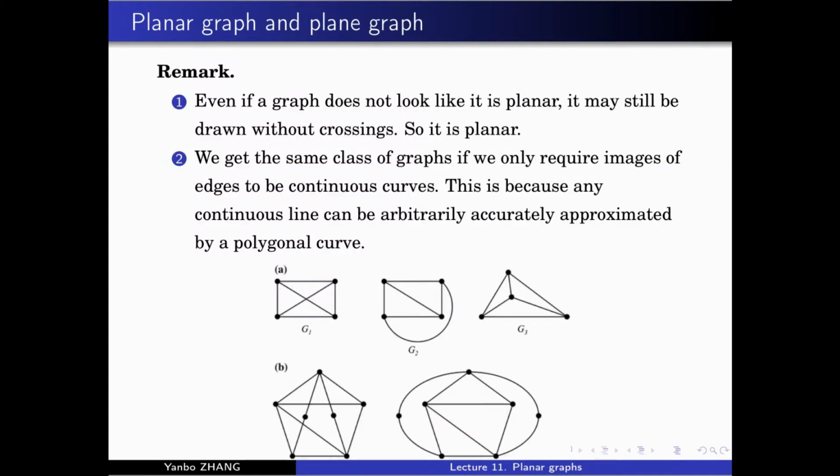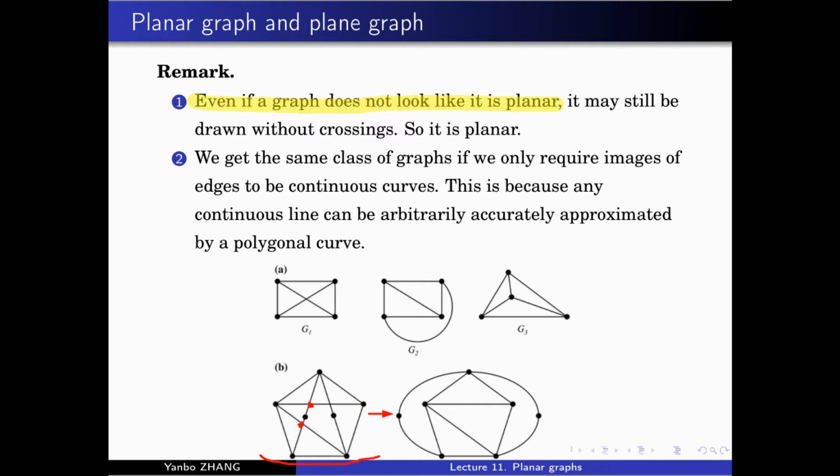We have two remarks. The first remark is, even if a graph does not look like it is planar, it may still be drawn without crossings, so it is planar. This graph below has two crossings, but it is planar because it can be drawn in such a way that it has no crossing.